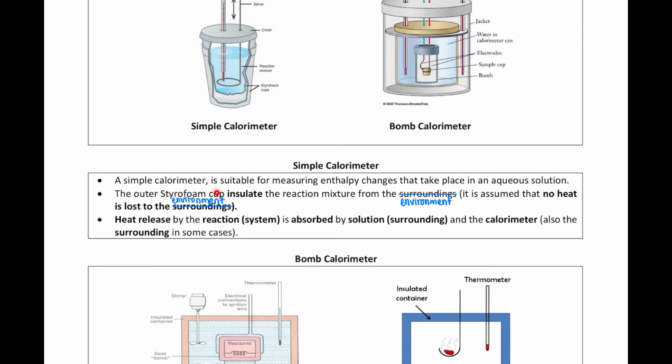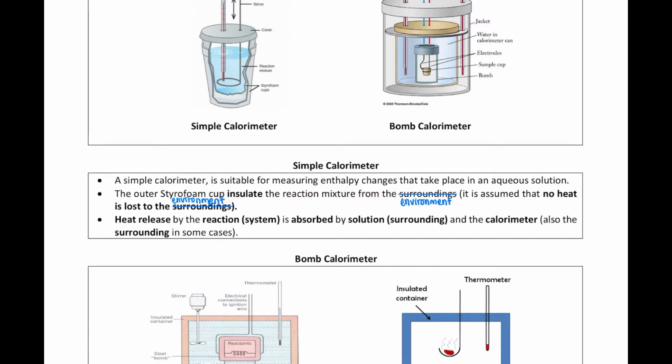Okay, so simple calorimeter is suitable for measuring enthalpy changes that take place in aqueous solution. That means if you want to check delta H for aqueous solution, you can use simple calorimeter. Okay, and tadi saya cakap this simple calorimeter is made up of styrofoam cup. Kenapa dia guna styrofoam cup? Sebab this styrofoam cup insulate the reaction mixture from the environment.